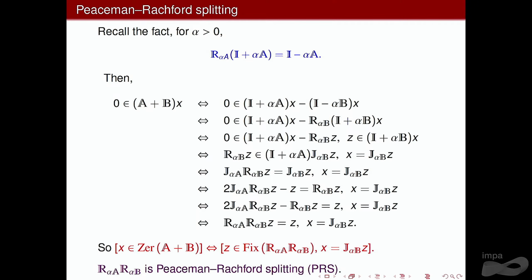We need to recall a fact, which is that if A is maximal monotone, then I minus alpha A, the identity minus alpha A, is equivalent to the composition of I plus alpha A with the reflection of A. The proof of this identity is not difficult. You just use the definition of the resolvent. It's enough, and we do not need further assumptions about A.